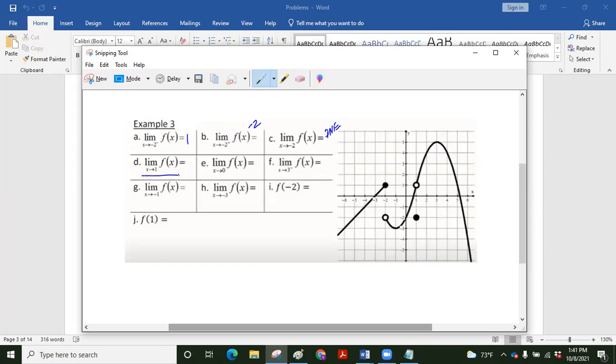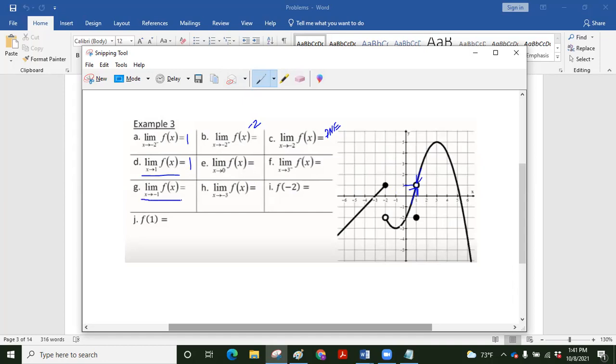This one's asking the limit as x approaches 1 of f of x. It's not specifying whether to come from the left or from the right, which means we have to check both one-sided limits. The limit from the left and the limit from the right are at the same value, which is 1. So we're going to say that the limit exists at 1. Just because there's an open hole there doesn't mean that the limit can't exist at that open hole.